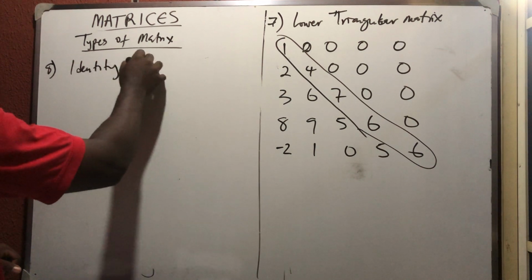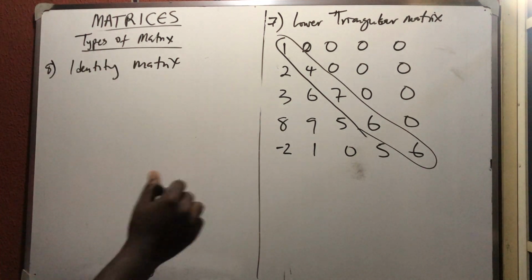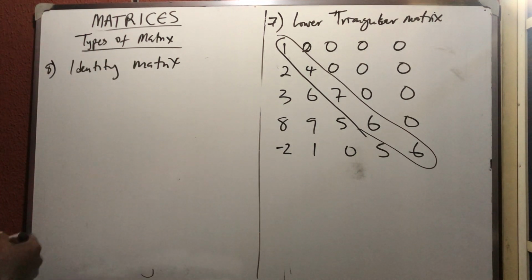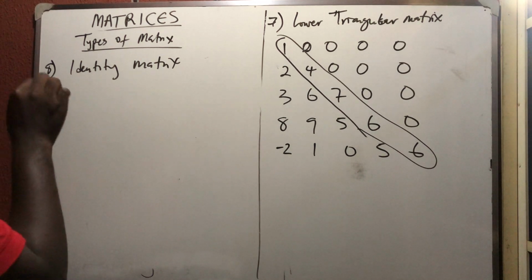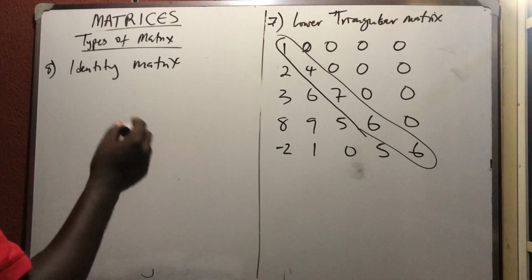Identity matrix. Now the word identity, identity matrix, it just means what? First of all, it's going to be a square matrix. And then the leading diagonal entries must be 1. The diagonal will be 1. Just know that the diagonals will be 1.